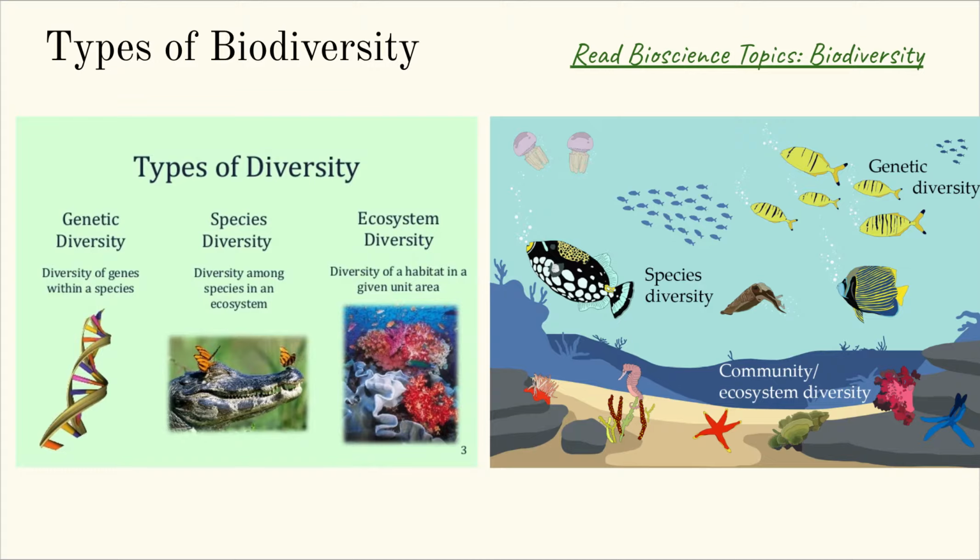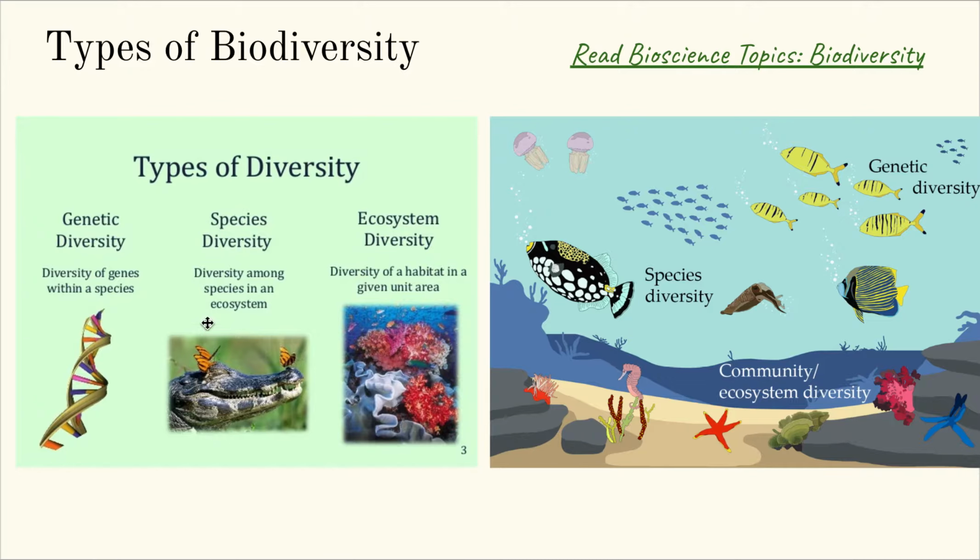What are the types of biodiversity? There are 3 types of biodiversity. The first type is genetic diversity. Here you can see a double-stranded helix DNA molecule. Genetic diversity is diversity of genes within a species. Then there is species diversity. This is diversity among species in an ecosystem.